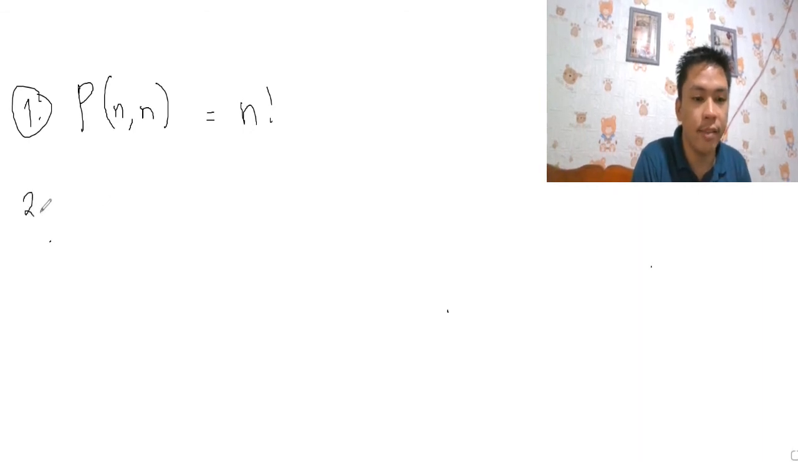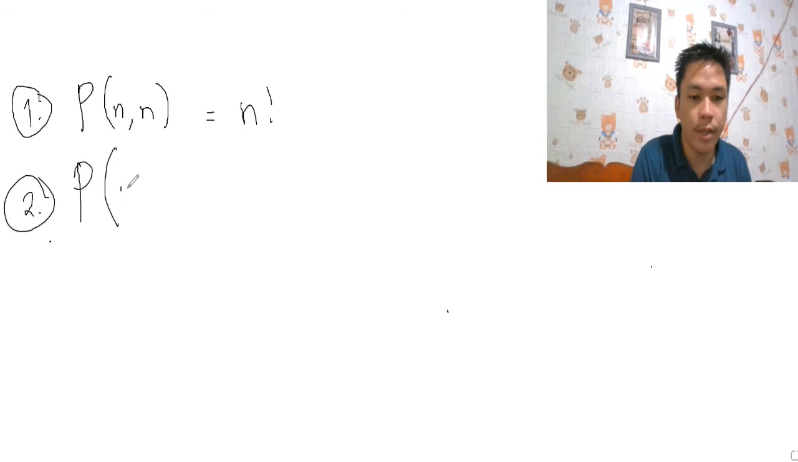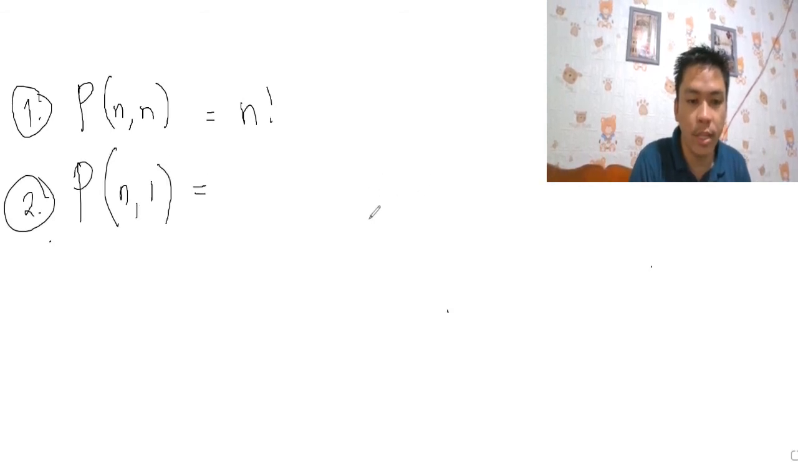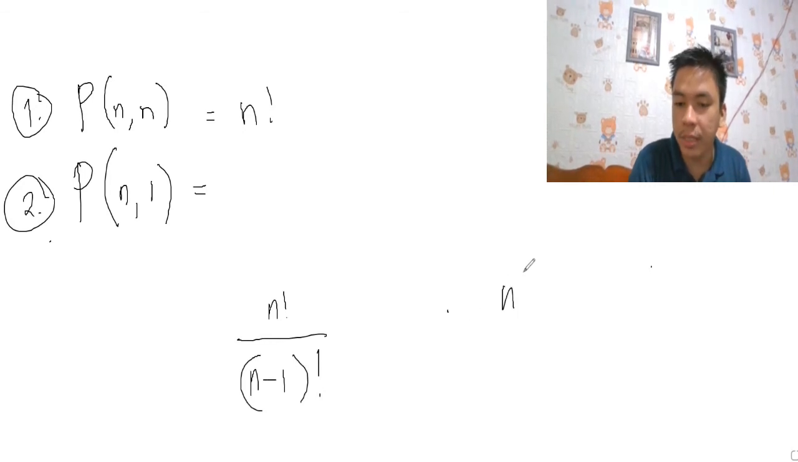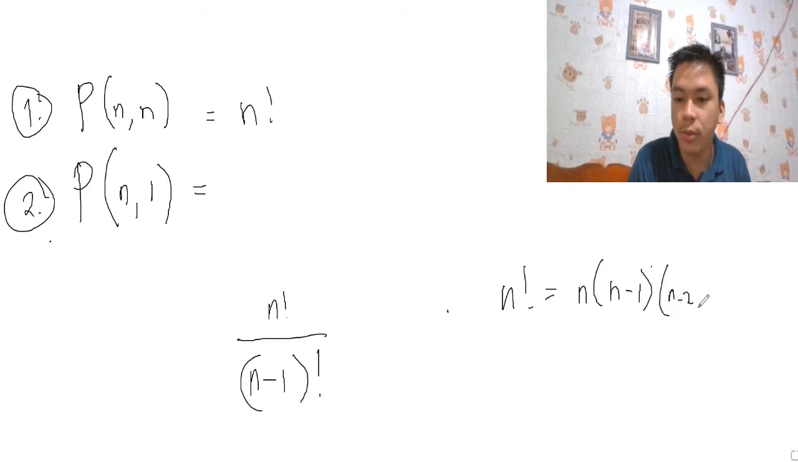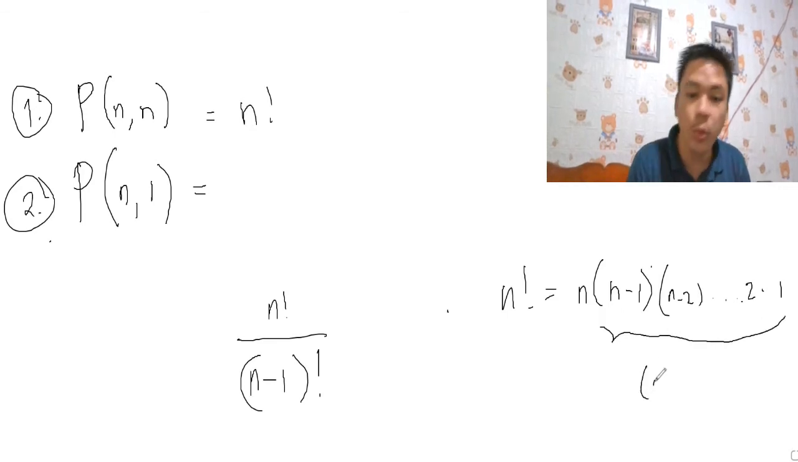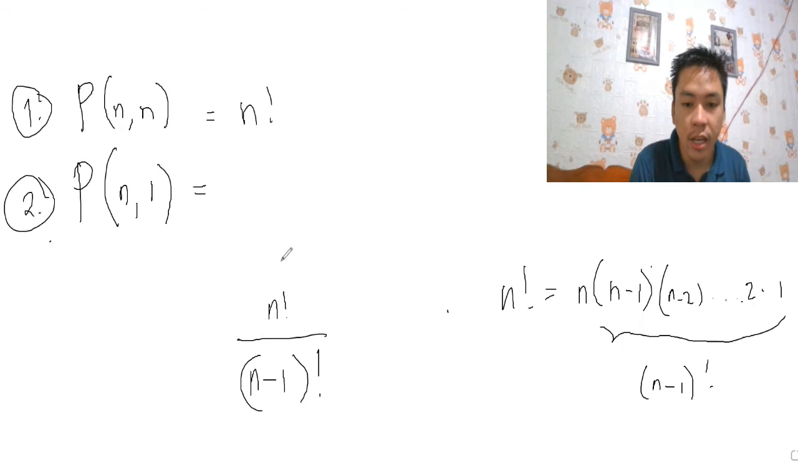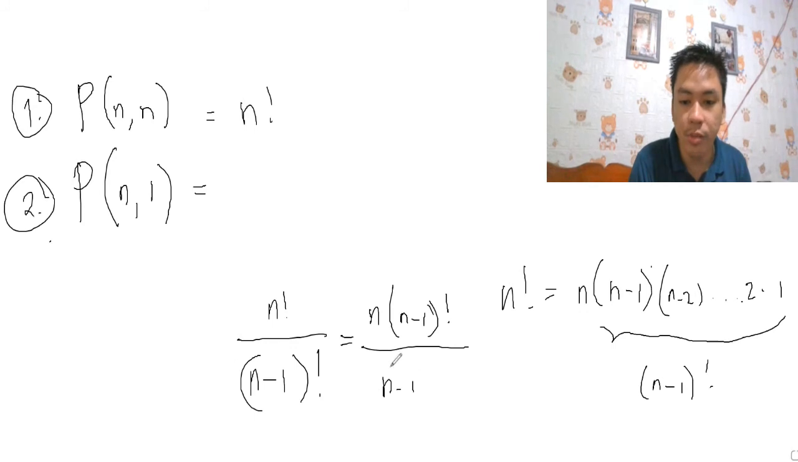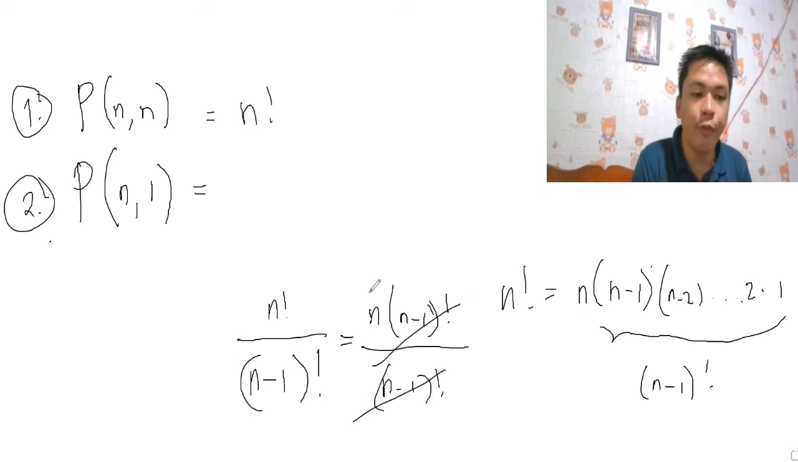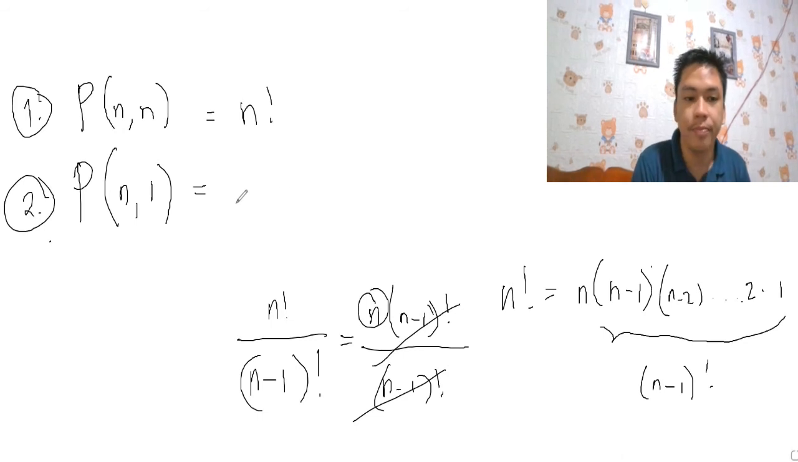Another identity: suppose you have P(n, 1). Here, that's n factorial over n minus 1 factorial. Note that n factorial can be written as n times n minus 1 times n minus 2 up until 2 times 1. Starting from n minus 1 going to 1, this is equivalent to n minus 1 factorial, right? So I can have n times n minus 1 factorial over n minus 1 factorial. This will be canceled, so you're left with n. Therefore, P(n, 1) is actually n.